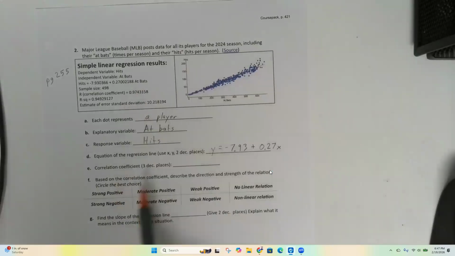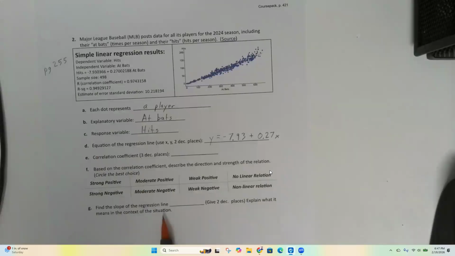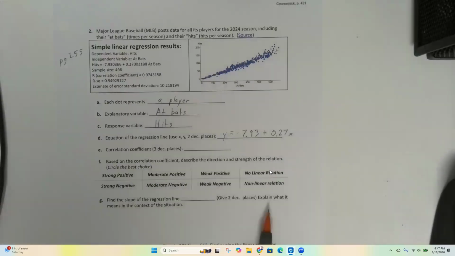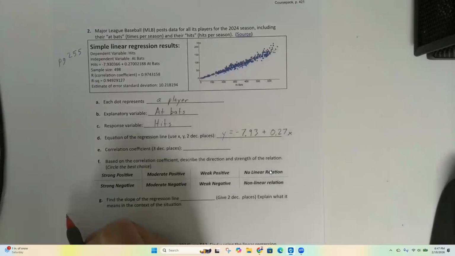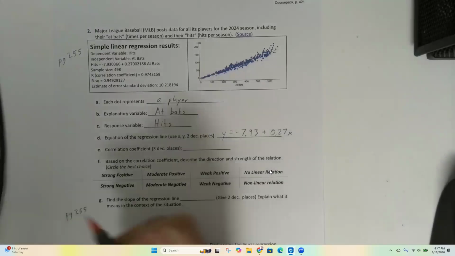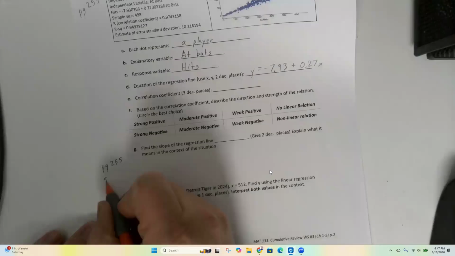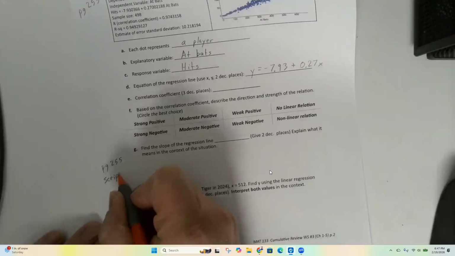Correlation coefficient. We'll skip that. Find the slope of the regression line. Explain what it means. So this one, there's a script for interpreting the slope. Okay.